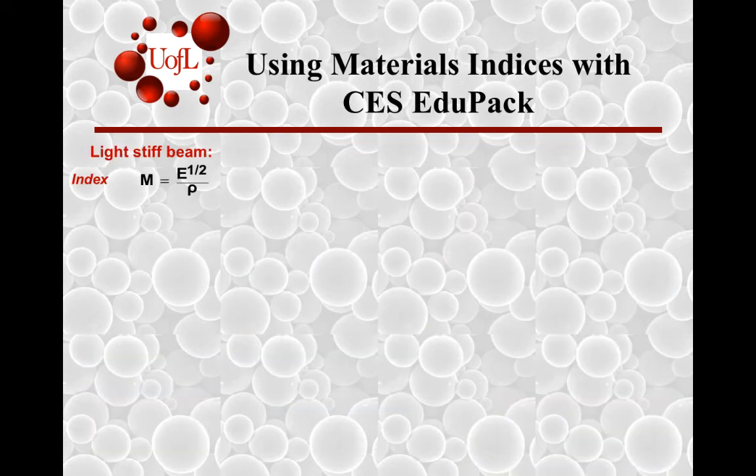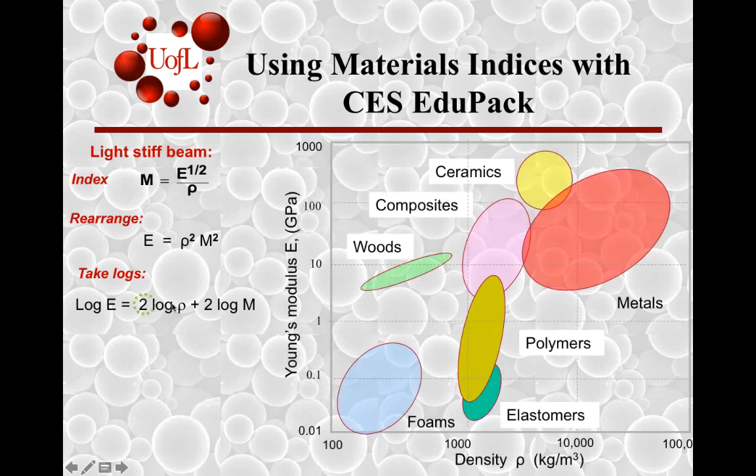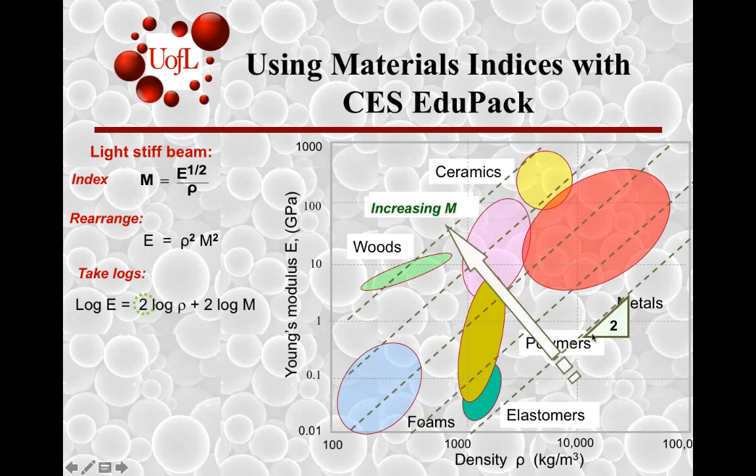How do we come up with this? Using EduPack, which will be the focus of the second module. You have E to the power half divided by rho as the material index. If you take squares on both sides and rearrange terms, E will be rho square times m square. If you take logs on both sides, in a plot of E, the modulus, versus rho, the density, you will choose something with a slope, a line with a slope of 2.